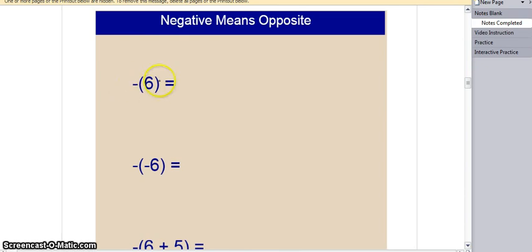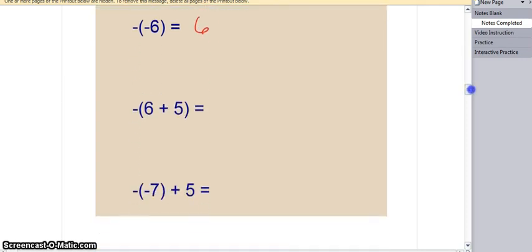So the opposite of a positive 6, what do you think that is? If you think negative 6, you're correct. The opposite of negative 6. What do you think the opposite of negative 6 is? If you think it's positive 6, you're correct. Next we have the opposite of the sum of 6 plus 5. In this case, we need to add what's in parentheses first using our order of operations. So that gives us the opposite of positive 11. So what do you think the answer would be there?